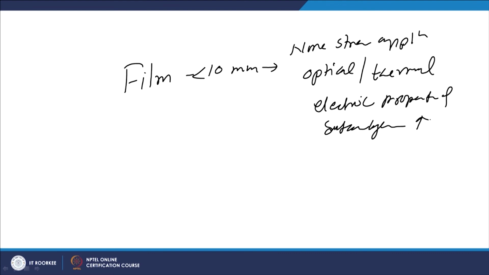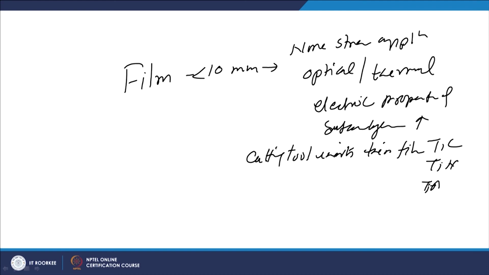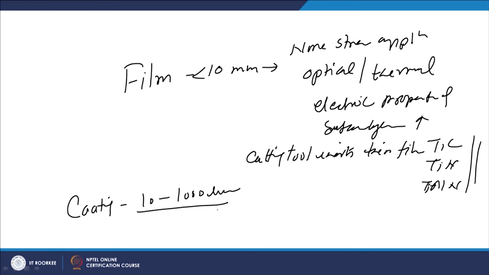However, the thin films are also applied in some of the cases, like cutting tool inserts, thin films of TiC or titanium nitride or titanium aluminum nitride coatings are applied in the cutting tool inserts, where the moderate level of the stresses will be acting on the surfaces. On the other hand, coatings which are thicker than the films are generally in the range of 10 to 1000 micrometer.